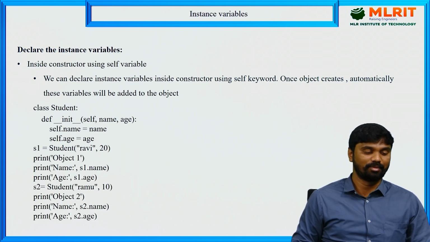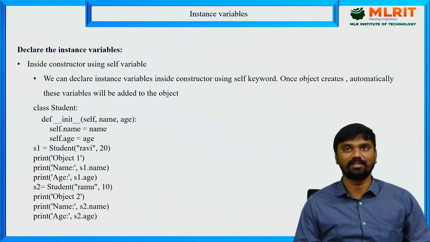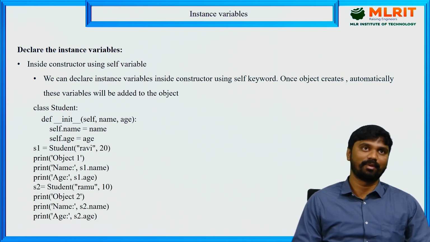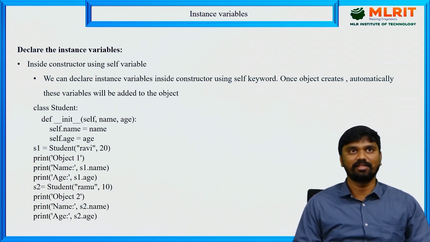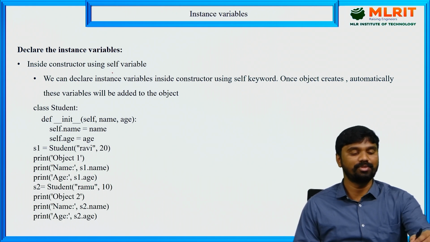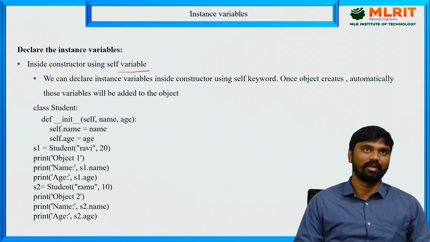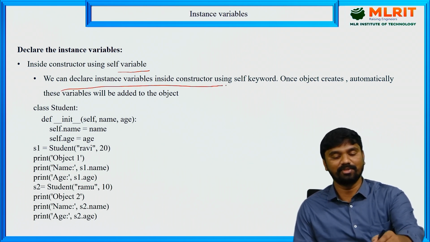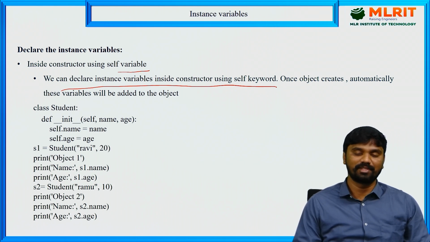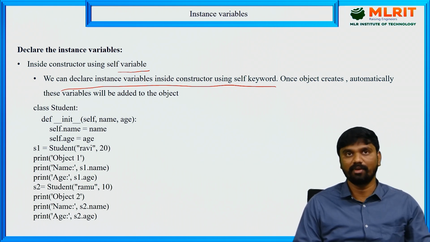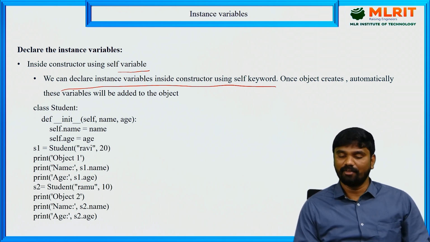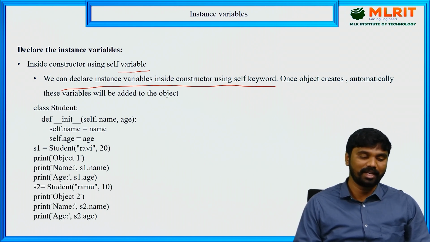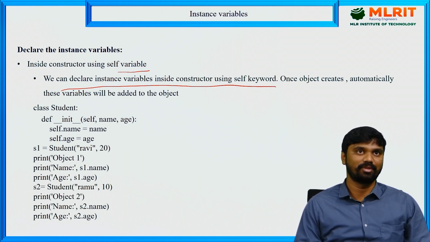Instance variables. Next, how to declare instance variables? We can declare instance variables in different places. The first one is inside the constructor. Using the self variable, we can declare the instance variables inside the constructor using the self keyword. And once the object is created, those variables will automatically be added to the object.